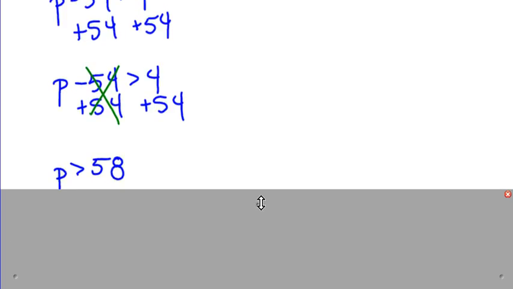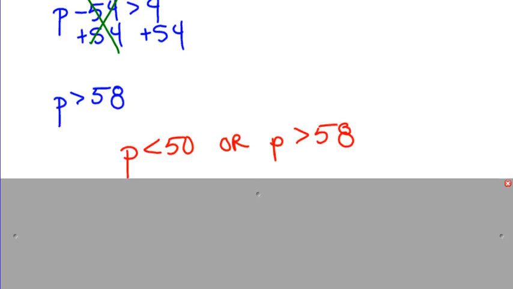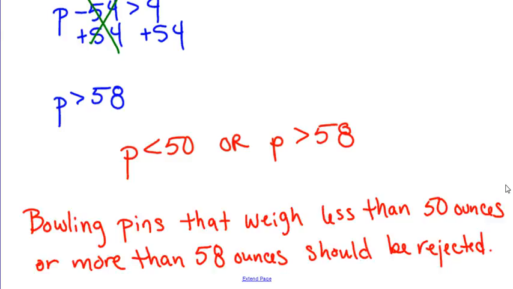So we've got our two rules that we have to follow, that p should be less than 50 or p is greater than 58. If the weights meet those two rules, then we would have to eliminate the pins. So bowling pins that weigh less than 50 ounces or more than 58 ounces should be rejected for use.